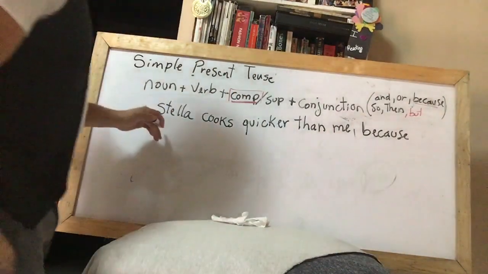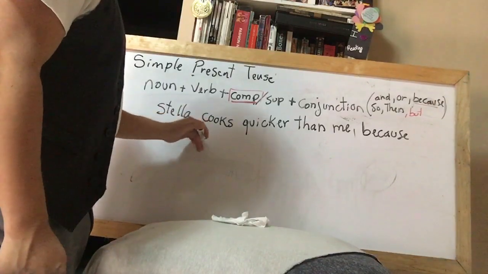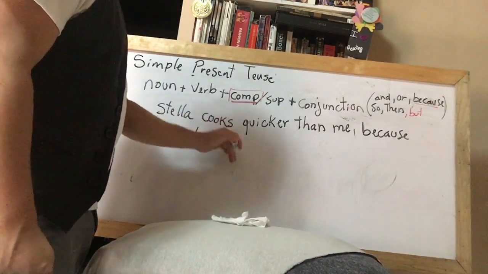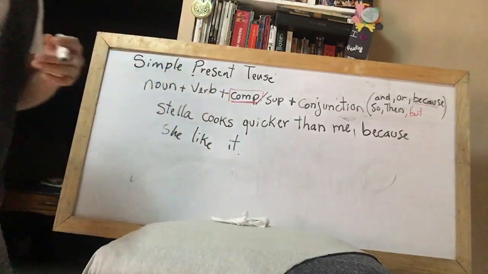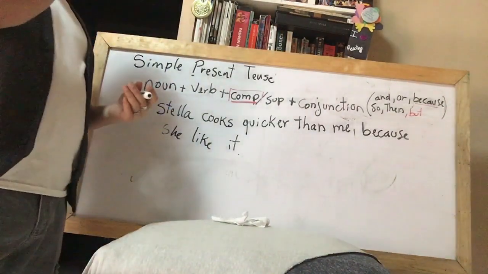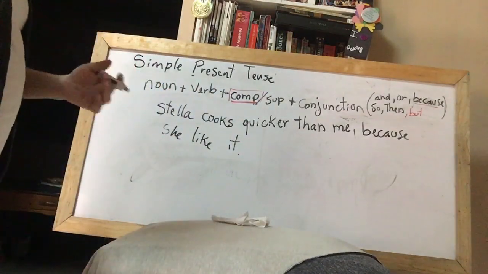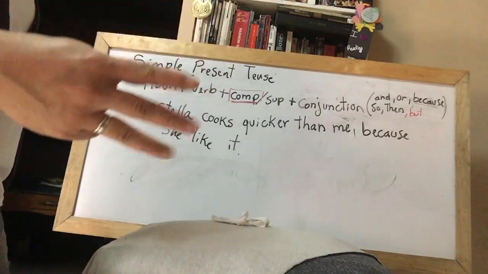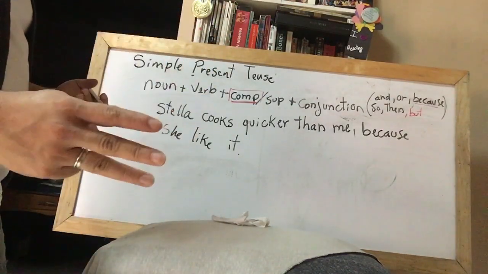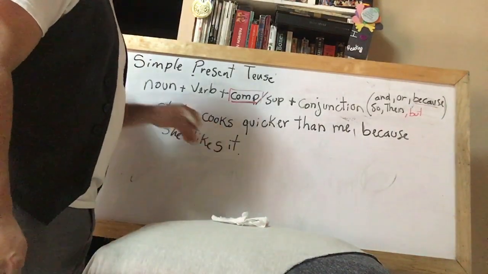So we can write in there because she like it. She like it. Are we missing something there? Remember that when we are using verbs in our sentences, actions in our sentences, we have to add something to the end of those words because we're talking about the third person. She, he, and it. So in this case, she likes it.